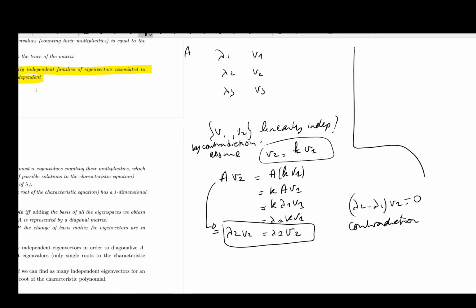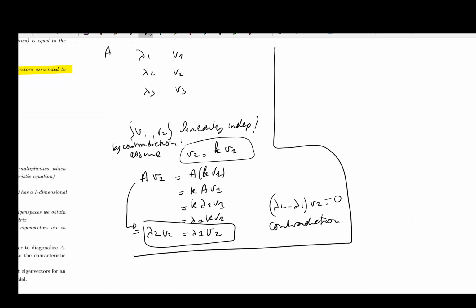Now let's see if I add a third one. Can we have that v1, v2, v3 are linearly independent? You see that the global reasoning would be assuming that if you've got n eigenvalues and n eigenvectors associated to different eigenvalues, then assuming that at rank n minus 1 you've got n minus 1 linearly independent vectors, what's happening if you add another eigenvector coming from a different eigenvalue? So that's the reasoning.